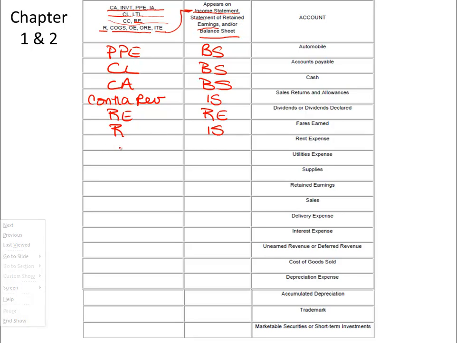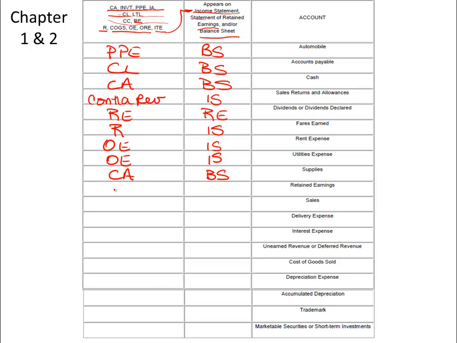Rent expense is an expense account, specifically an operating expense, so it's on the income statement. Utilities expense is an operating expense, meaning it's part of the day-to-day operations of a business, so it's on the income statement. Supplies is a current asset, and so it's on the balance sheet. And remember, supplies are things that you use and consume internally in the business, like office supplies or maintenance supplies. Supplies are internally used supplies.